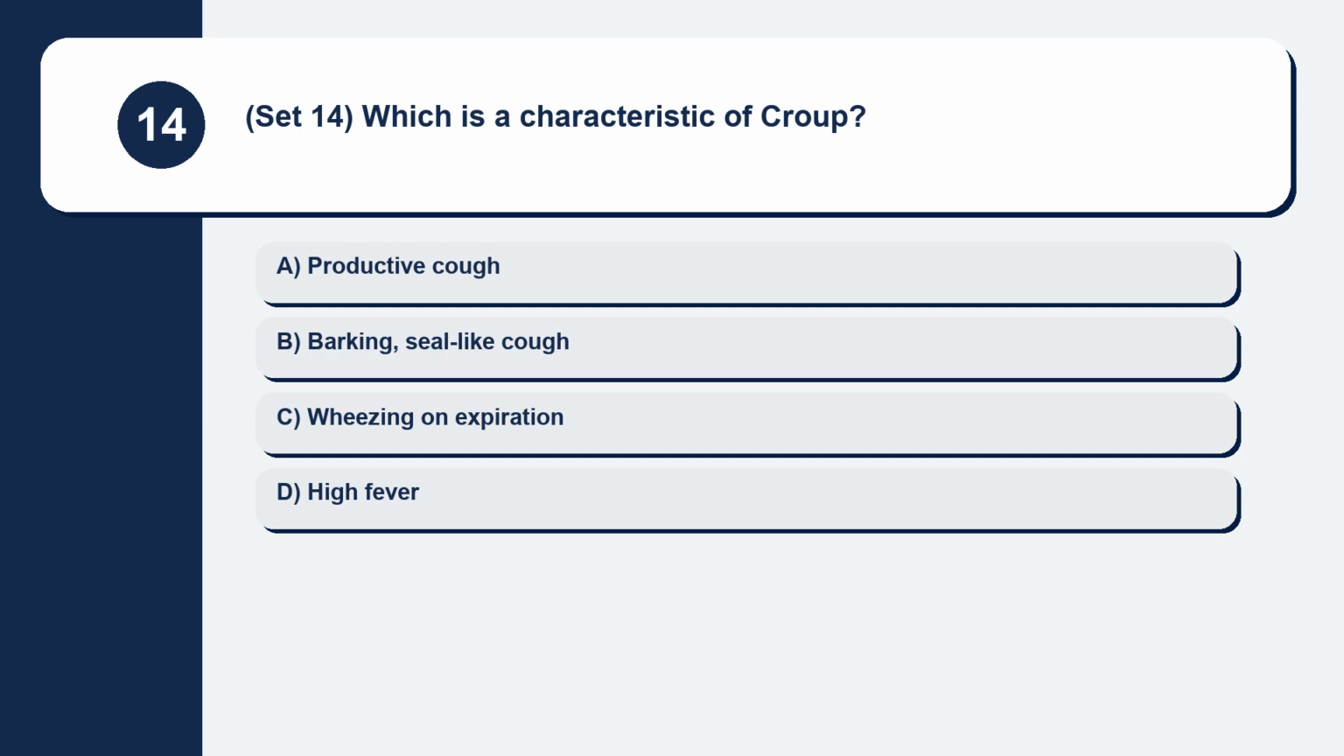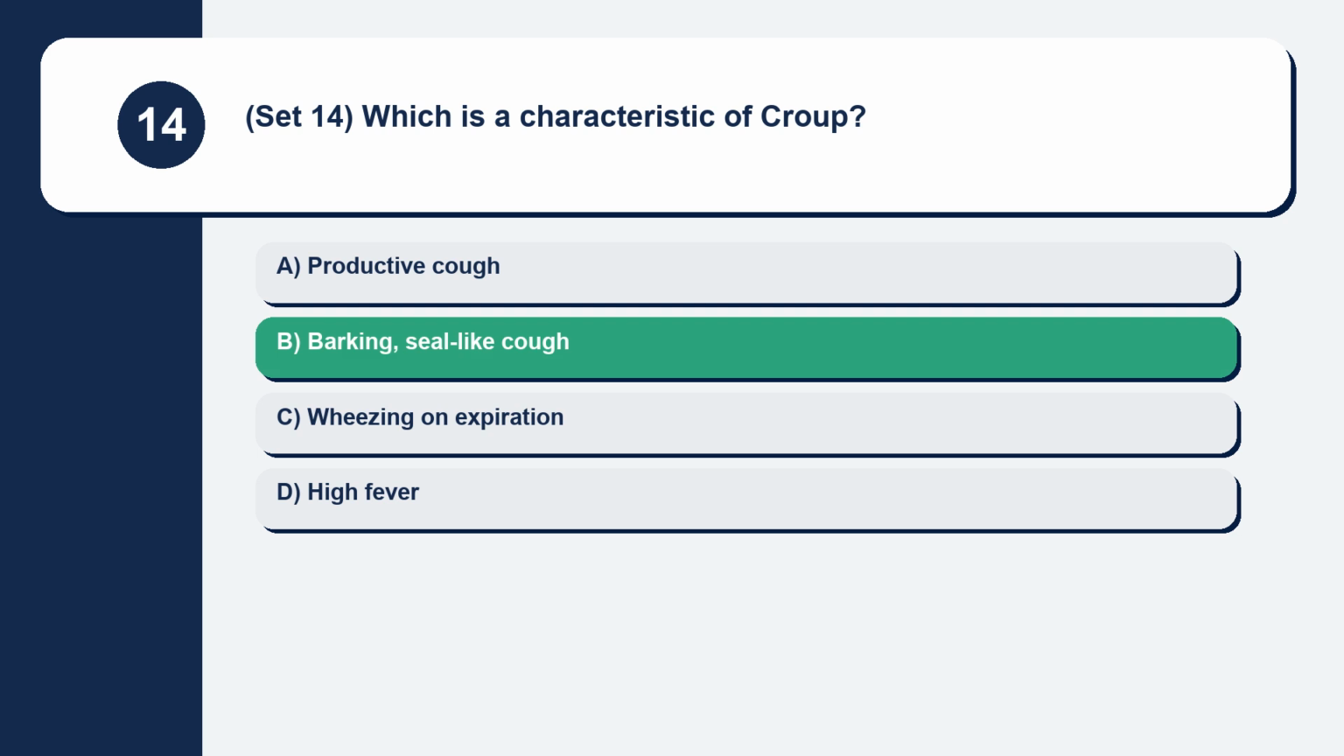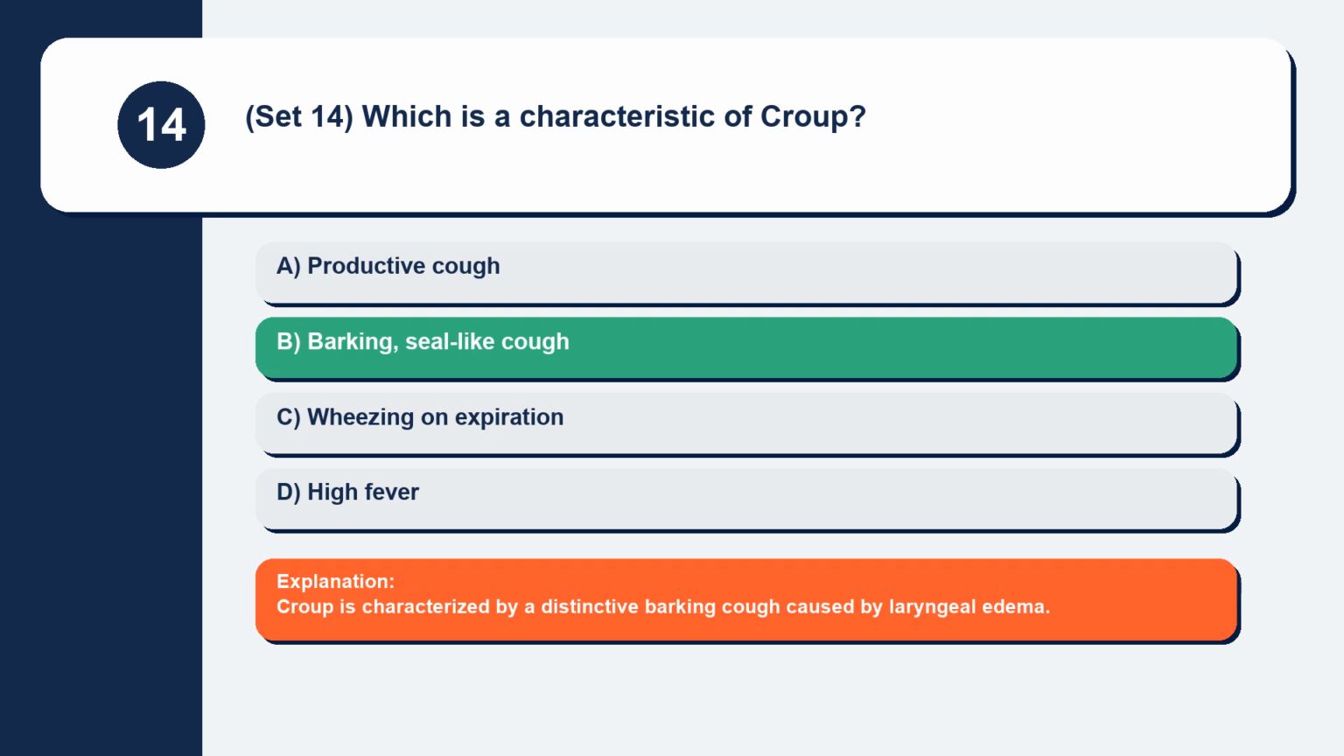Question 14, Set 14. Which is a characteristic of croup? Productive cough, barking seal-like cough, wheezing on expiration, high fever. Croup is characterized by a distinctive barking cough caused by laryngeal edema.